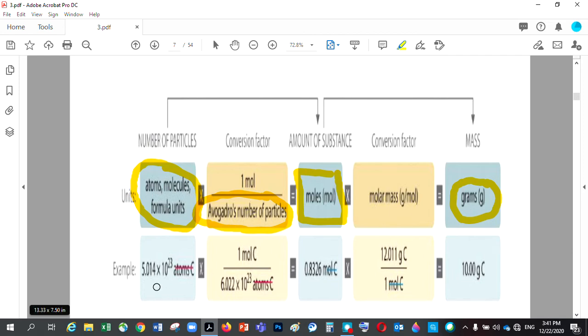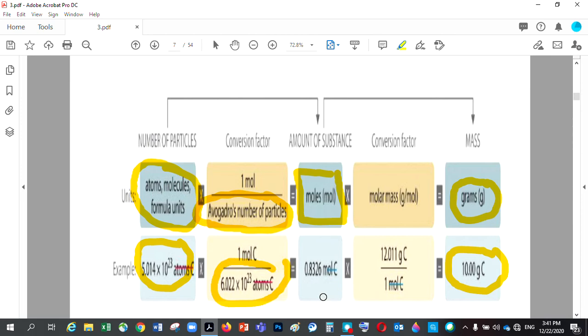Look at the example here. I have 5.04 times 10 power 23 atoms of carbon. Correct? I want to transfer it. How many grams is it equal to? Well, I divide it by the Avogadro's number first. So Avogadro's number here, atoms carbon cancels nicely with atoms carbon. I get into the moles of carbon. Then I have to multiply it by atomic mass of carbon, 12.011 gram per mole. The mole cancels out the mole, and then I get 10 grams.